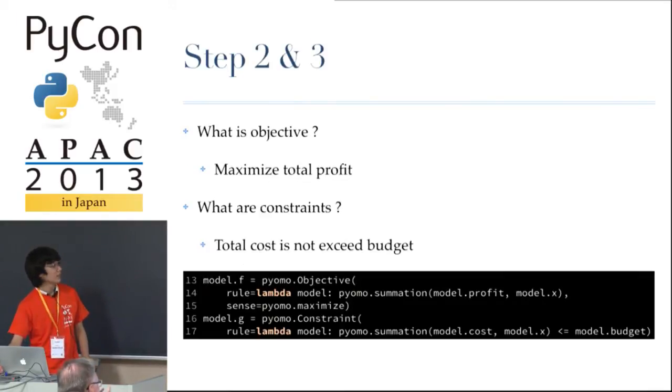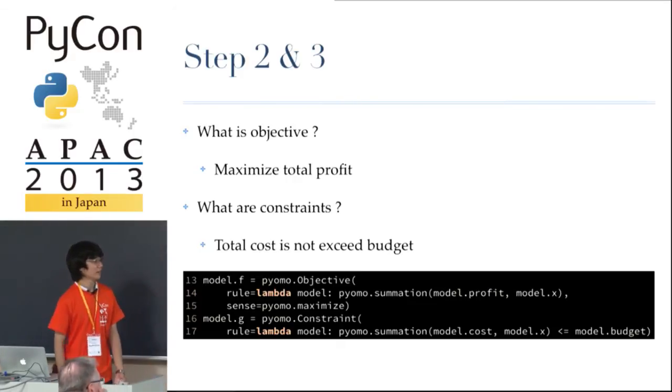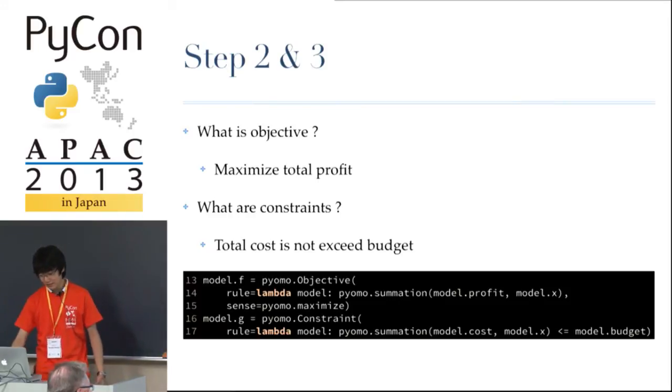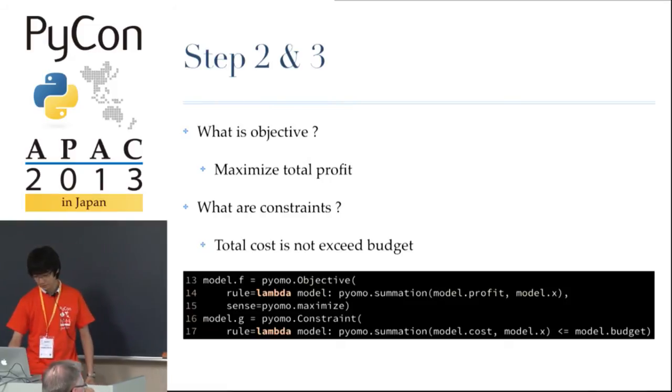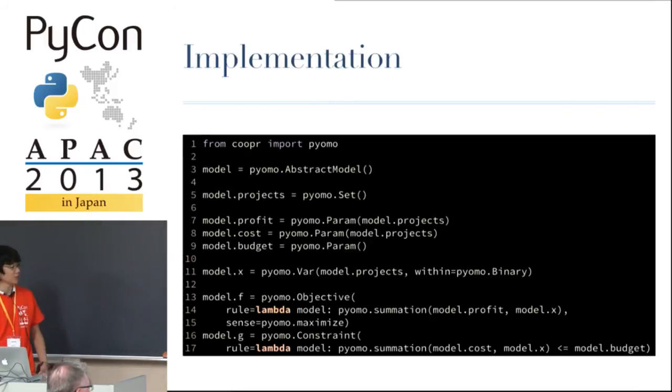Next, the objective is to maximize total profit. We can write this source code. And what are the constraints? The total cost must not exceed the budget. Following is the source code. And finally, we got this source code to solve the knapsack problem.